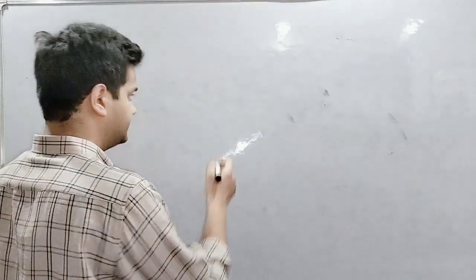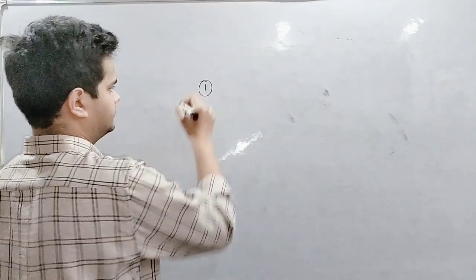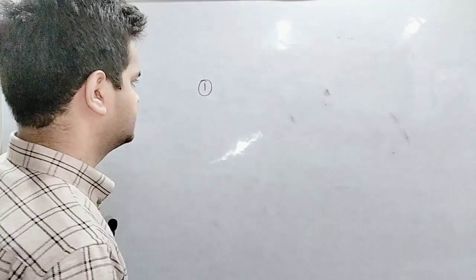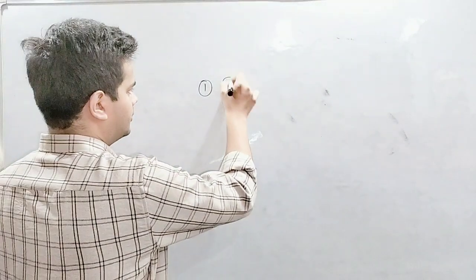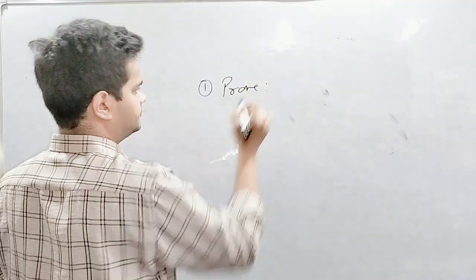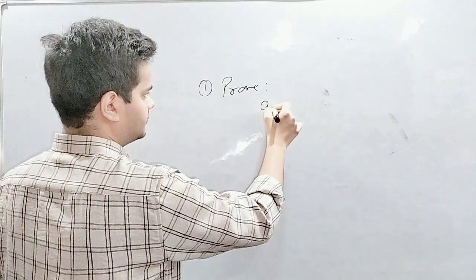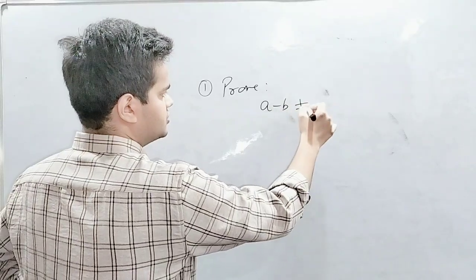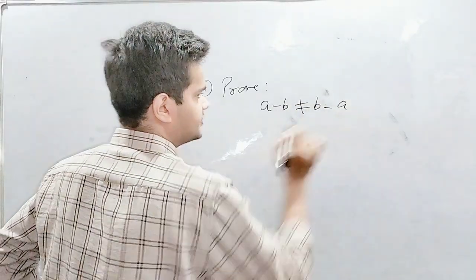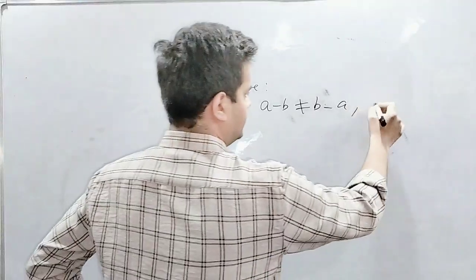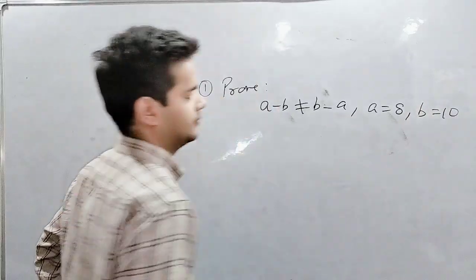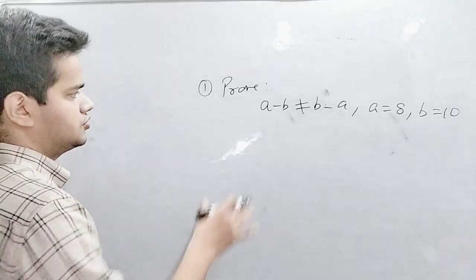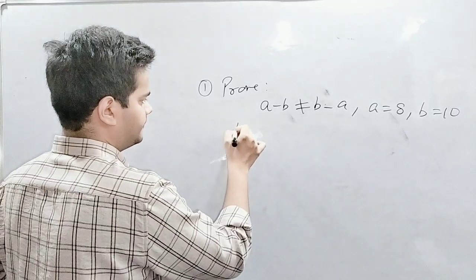The question is, so let's do questions on this. Proof: a minus b is not equal to b minus a when a is equal to 8 and b is equal to 10. Okay, so how will we do this?